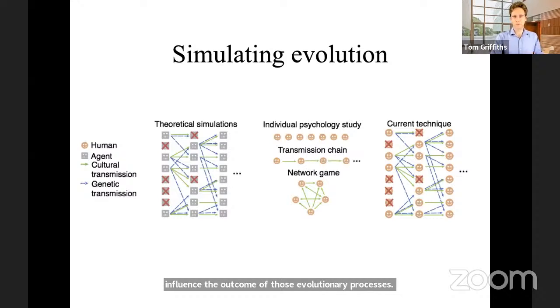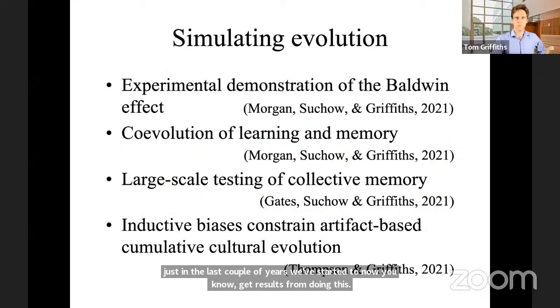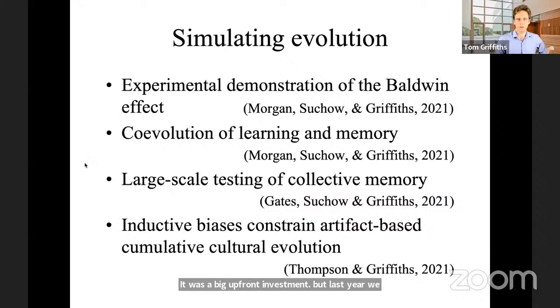So just in the last couple of years, we've started to get results from doing this. It was a big upfront investment. But last year we published some papers looking at, for example, an experimental demonstration of the Baldwin effect and some of the subtleties that show up when you start to think about this with people, looking at co-evolution of learning and memory, doing large-scale tests of collective memory.